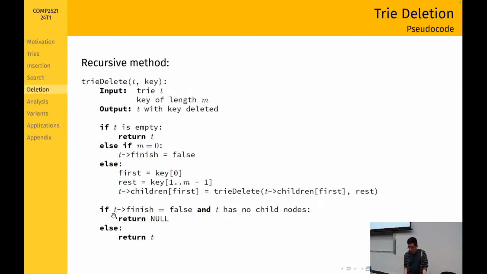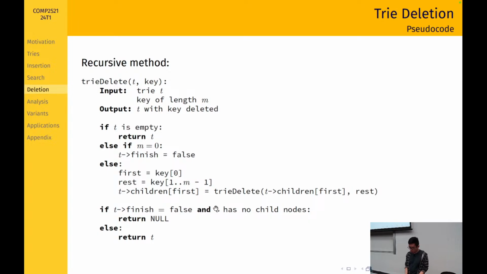Now after we've recursed and deleted the key from our subtrie, we need to do a final check to clean up any dead branches. If the current node is a non-finishing node and it has no child node, so it's a leaf, then we free the current node and return null. We are cleaning up this node because it's just a waste of memory. Otherwise, if the node is a finishing node or it has some child nodes, then we return the node instead.